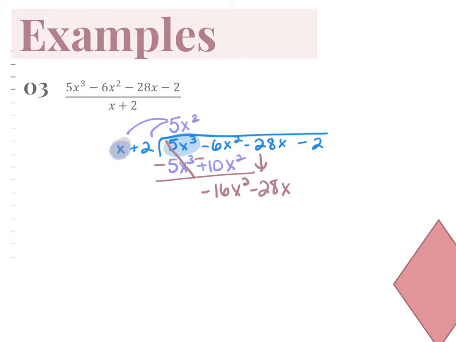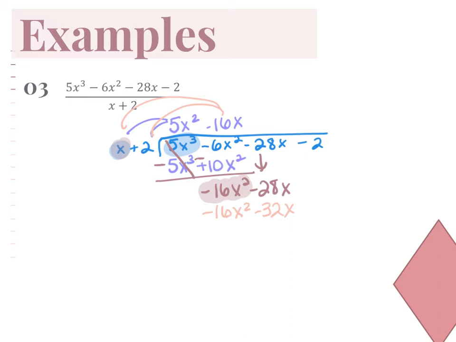Now, first into first. What do I have to multiply x by to get to negative 16x squared? Negative 16x. Now that gets multiplied by both the terms on the outside. So negative 16x squared, minus, wait, hang on, sorry. I think there's a typo there. No, I'm good. Minus 32x. With me so far?